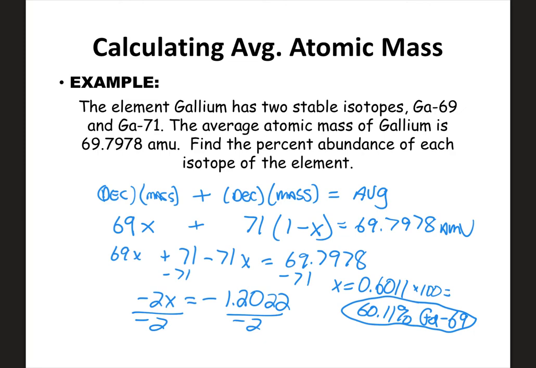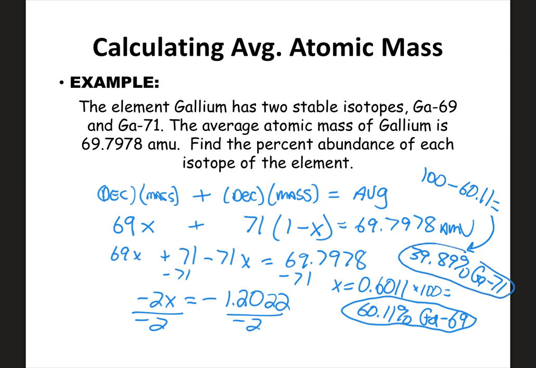All right, so then how do you figure out the percent of the other isotope? Well, think about it. Both of these percents should add up to 100. So if you take 100 minus the 60.11, you would get the other percent. So it should come out to be about 39.89%. All right, that's how we got that one. And this one's going to be the gallium-71. Okay, so those are your two answers here. Notice they would add up to about 100%. And that's how you would do one of these problems.